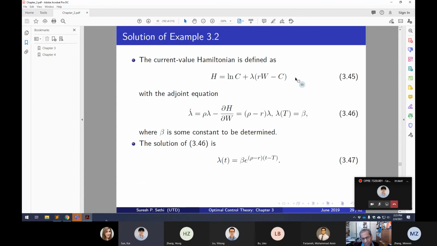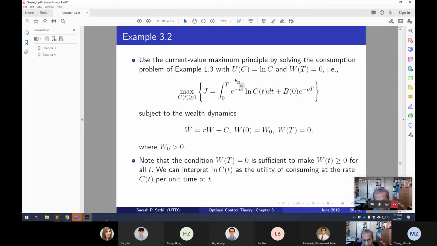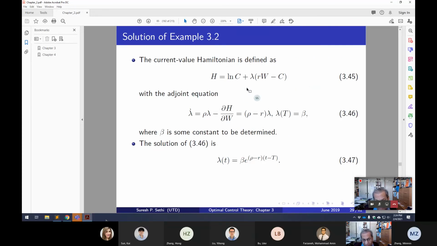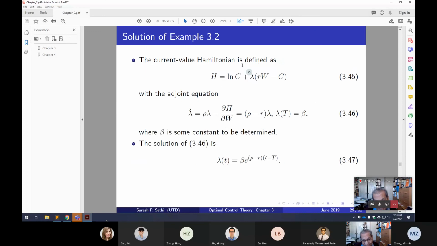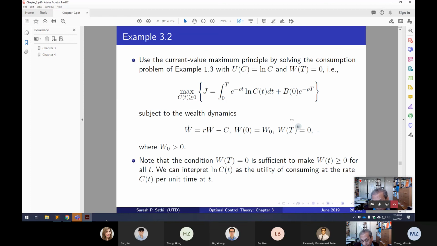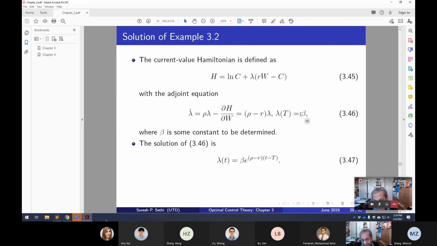Okay. Hamiltonian, no problem. Now this is the current value Hamiltonian. Remember, I don't put e to the minus rho t anymore. See, this is gone. But while this is gone, this comes in its place. You see that? So that is the price you pay. To simplify the Hamiltonian, I have to make the lambda more complicated. There's no free lunch, okay? So that's lambda dot. Notice this is a fixed endpoint problem, so lambda T is a constant to be determined. It has to be free, okay?